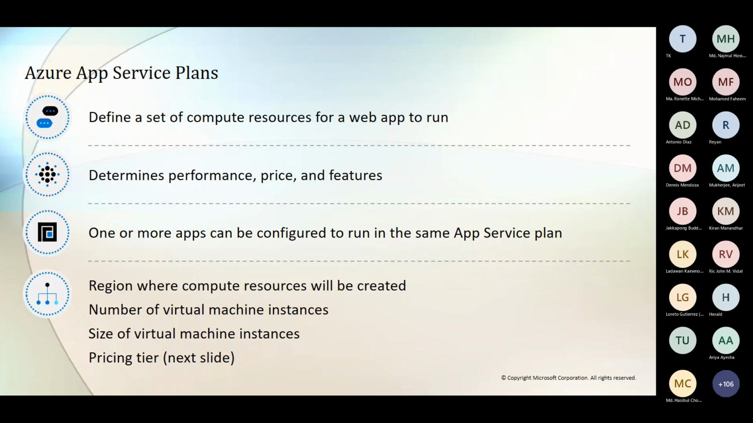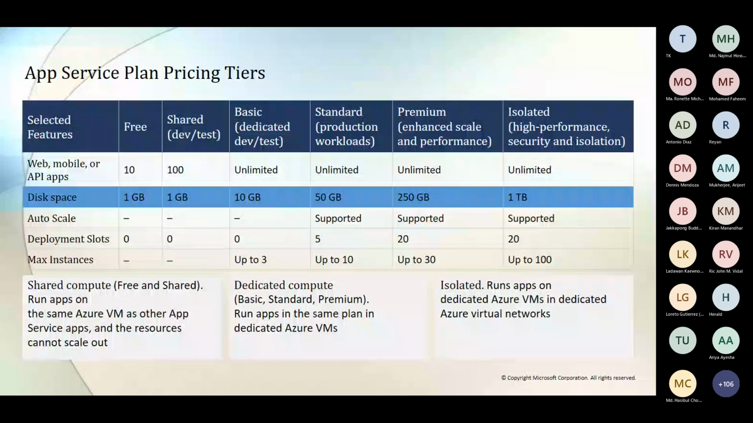Number of virtual machines: how many virtual machines you actually need. Size of virtual machines: how powerful the virtual machines will be. And the pricing tier, which is on the next slide. What will be the pricing tier for app service plans? There are some plans: first free, then shared for development and test, basic, dedicated for development and test, standard for production workloads, premium for enhanced scale and performance, and isolated for high performance, security and isolation.